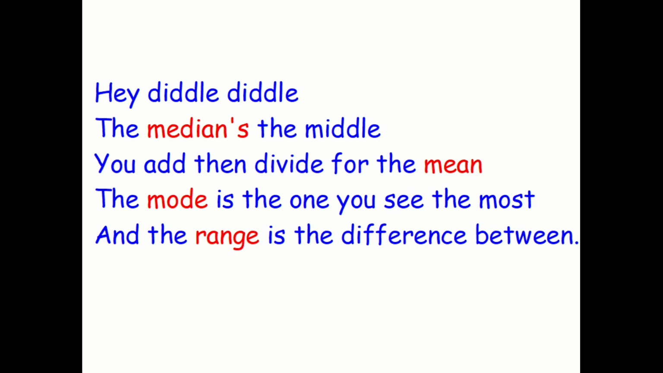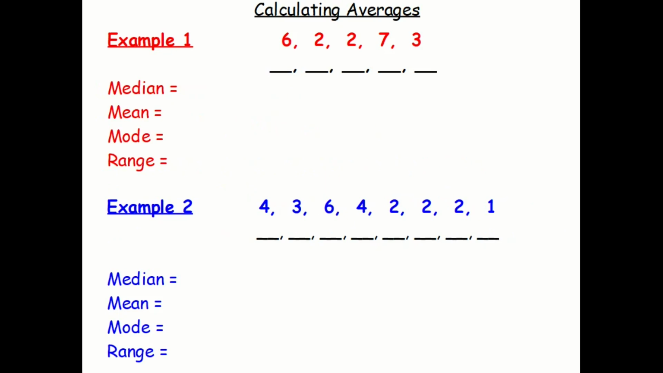Let's have a look at a couple of examples. So, example number 1. This could be the number of pets people have, it could be the number of e-praise you've got in one day, it could be the number of pencils you have in your pencil case. You can get sets of numbers by doing lots of different things. These are just examples.